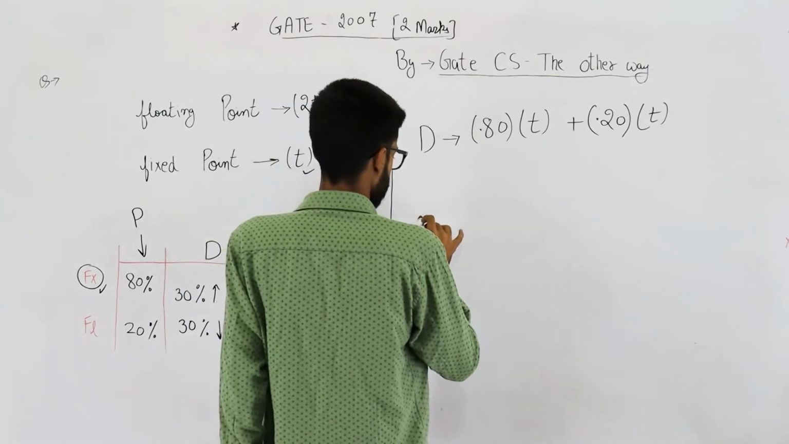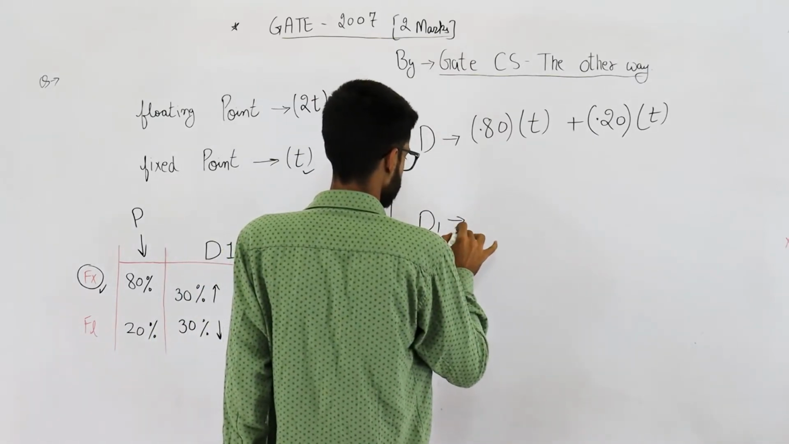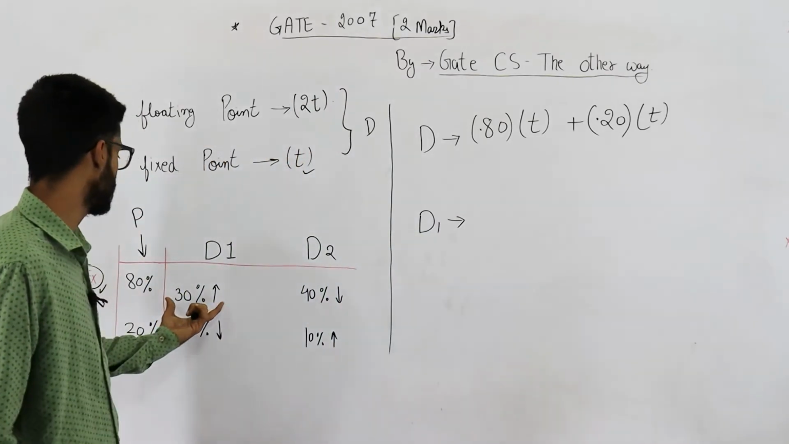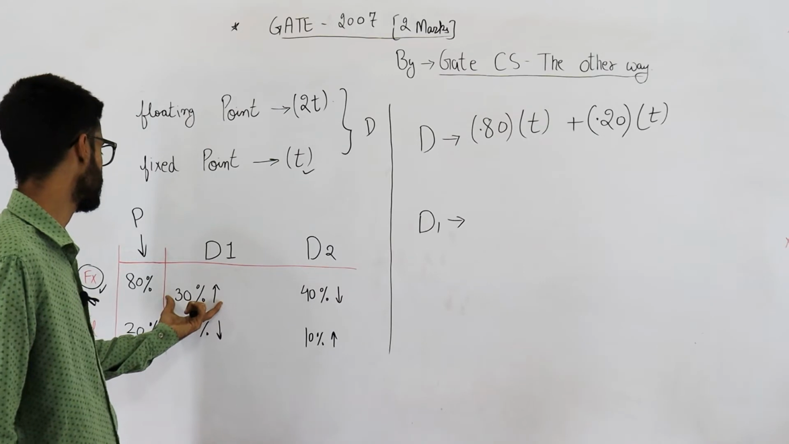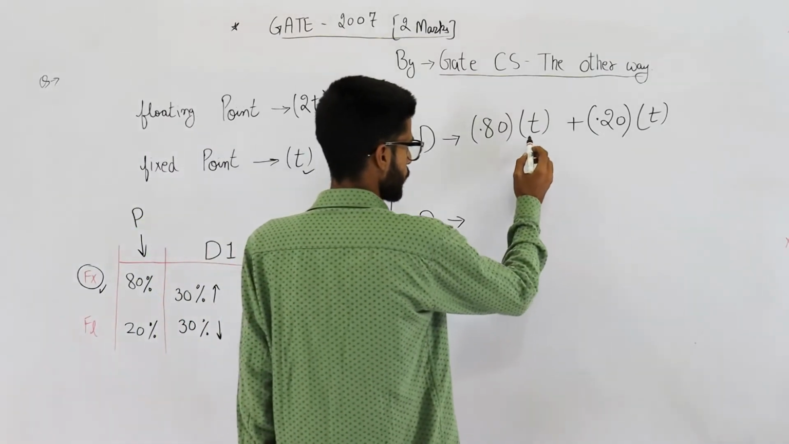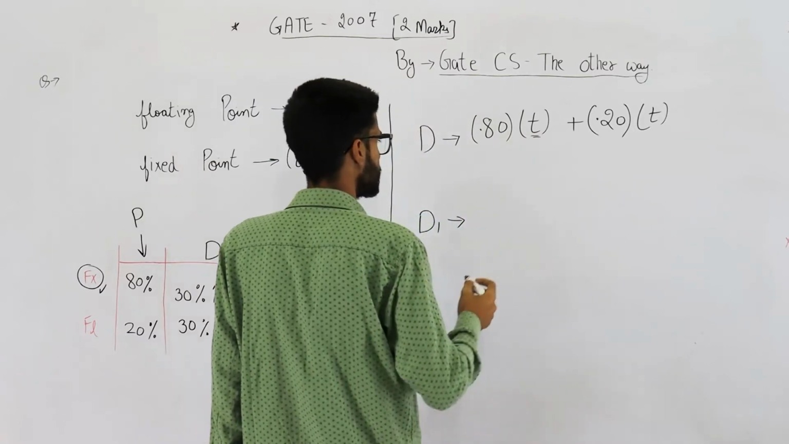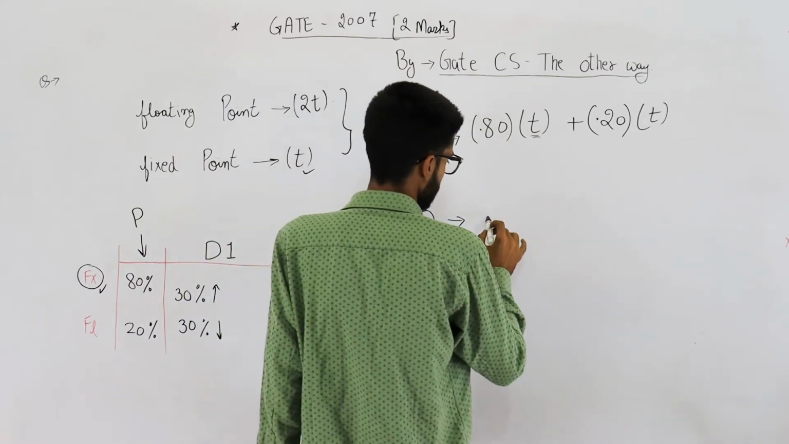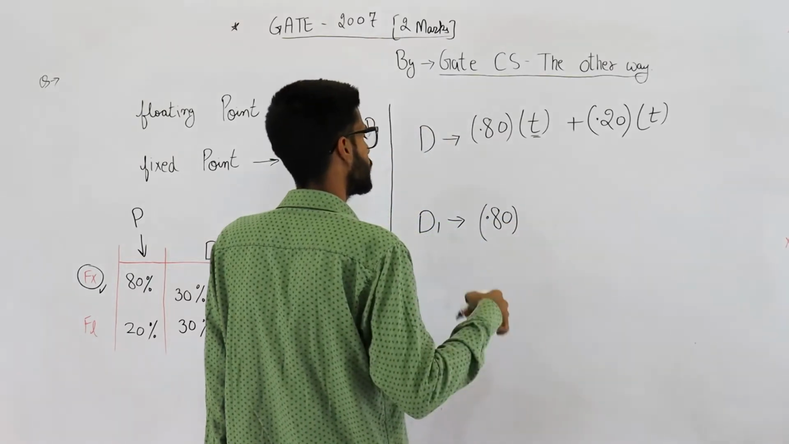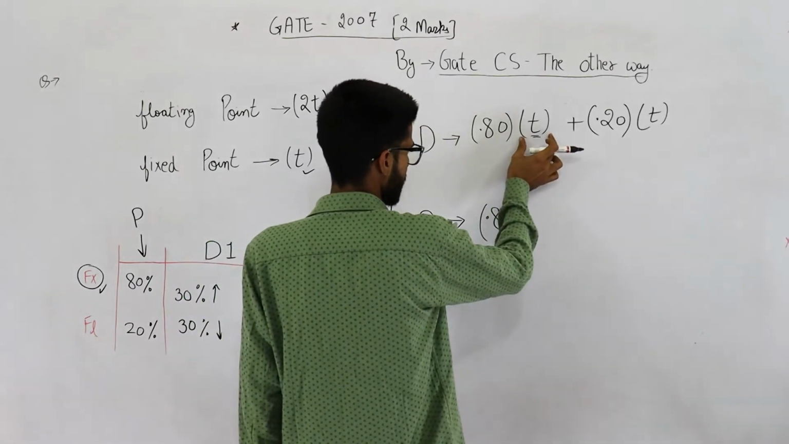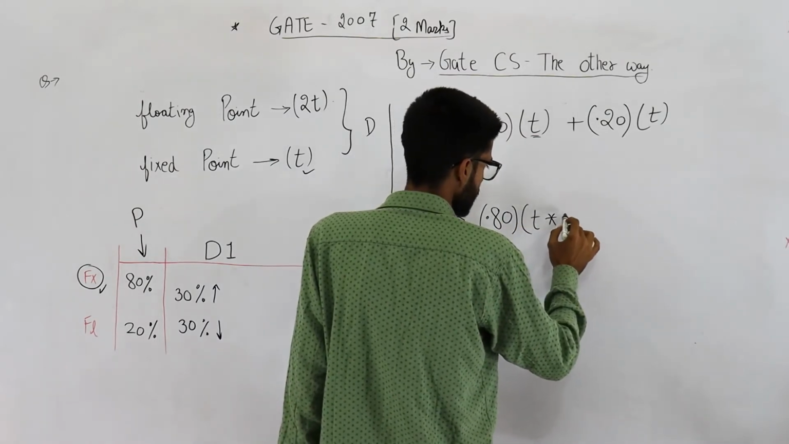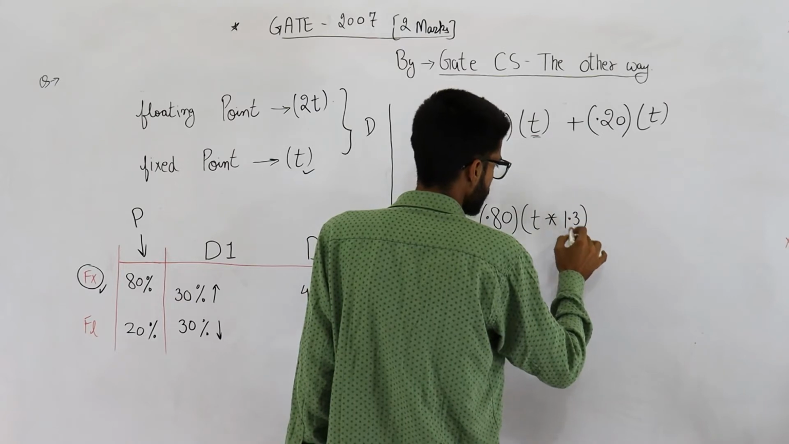Let's analyze what happens in this design D1. In D1, you can see clock cycles taken by fixed point are increased by 30%. Earlier it took t clock cycles. Now we need to increase this value by 30%. That means in 80% of the instructions, it is going to take 30% more than t, which is equivalent to saying t is multiplied by 1.3.